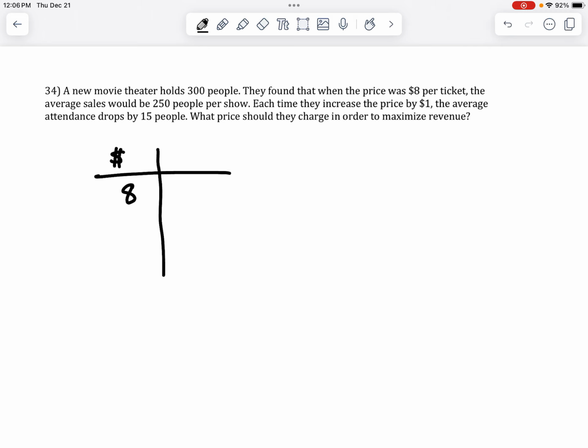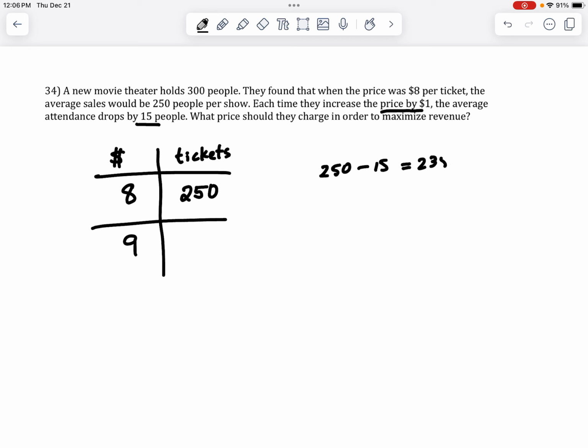So if they charge $8, then their sales would be about 250. So for ticket sales, they would sell 250 tickets. And then when they increase the price by $1, so if they went up to $9, then they're going to lose 15 customers. So then 250 minus 15, that's 235. So then there would be 235 tickets sold.